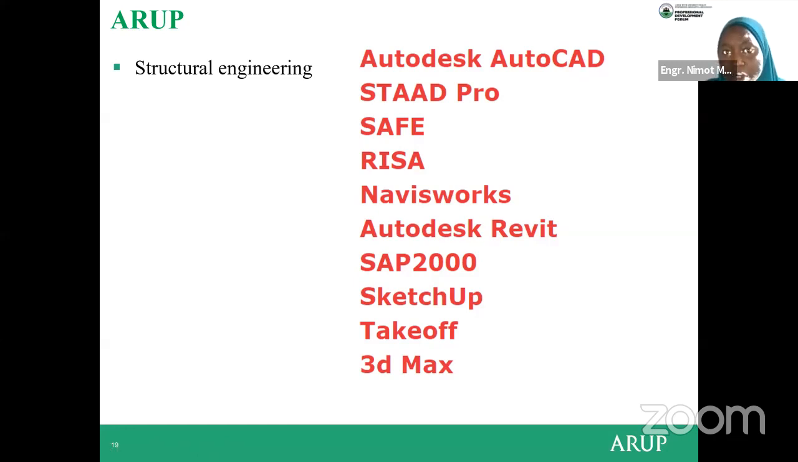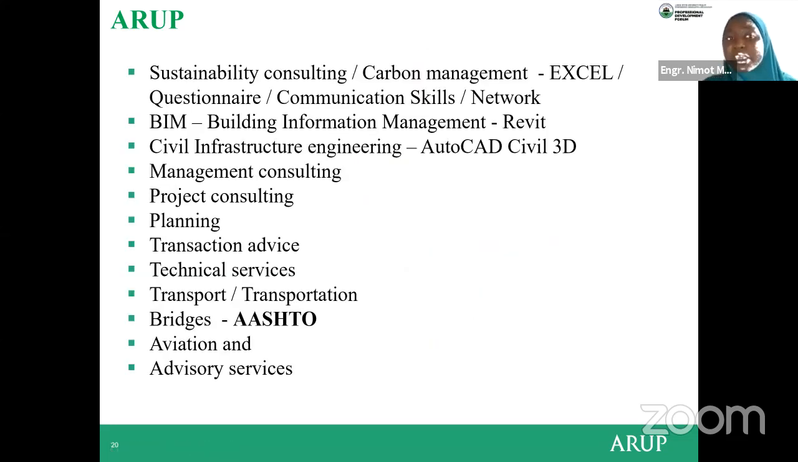Autodesk AutoCAD is a must for all engineers. They will now narrow down into other software like STAAD Pro, Revit. Like in my organization now, Revit is almost a must for everybody. Then so many other ones that are available for you to use for structural design. Then for some of the things that I'm doing in sustainability consulting and carbon management, we do modeling with Excel, we do questionnaire.